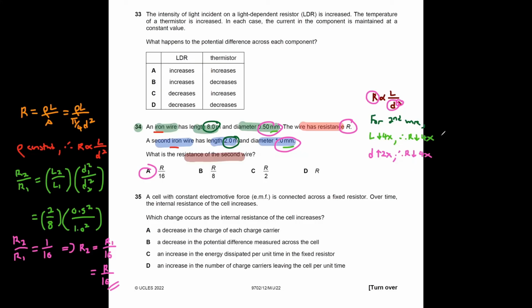So from here, reduce 4 times and 4 times, overall R reduces by 16 times. Therefore, R2 is R1 divided by 16. Your answer will be R over 16. This is also another different method that you can use. Okay, so that's for question 34.